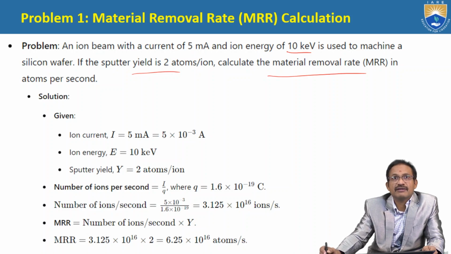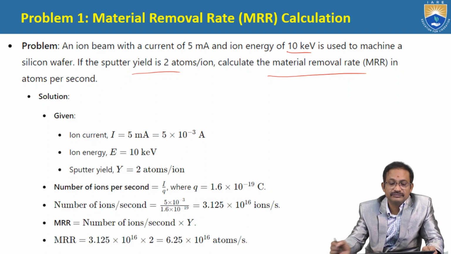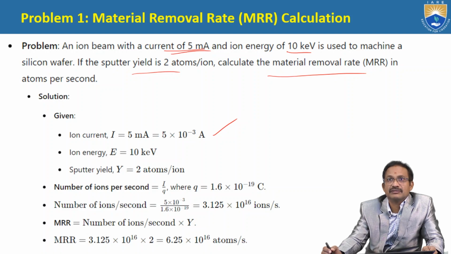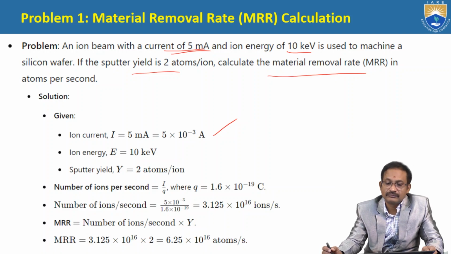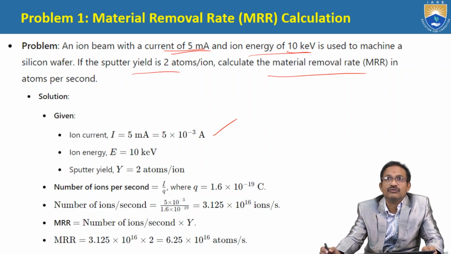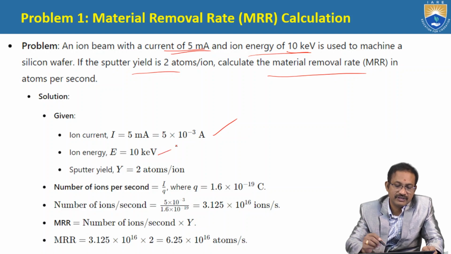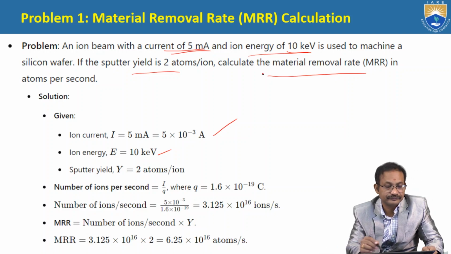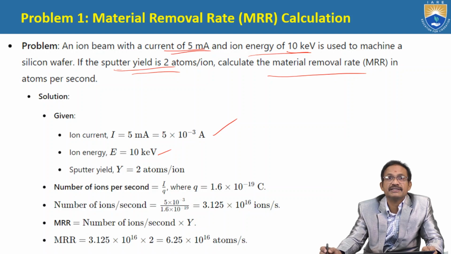So what is the given data? Ion current is 5 milliamperes. We have to convert it into amperes, so 5 × 10^-3 A. Next, ion energy is 10 keV. Next, the sputter yield is 2 atoms per ion. That is also given.